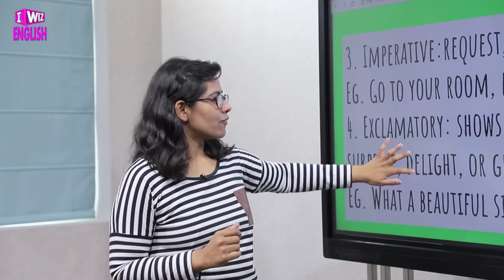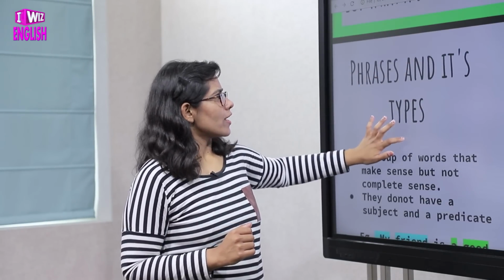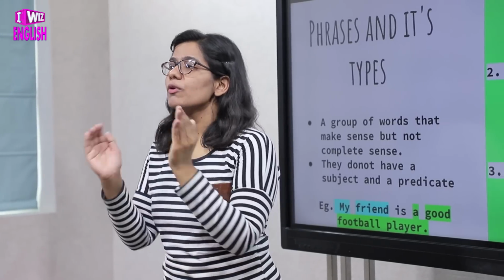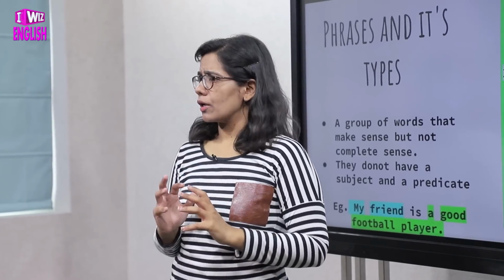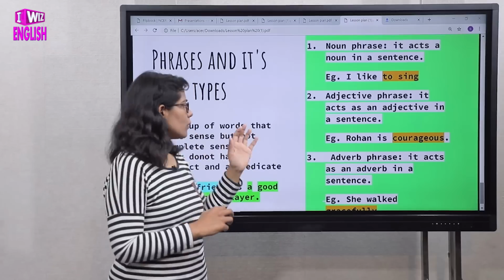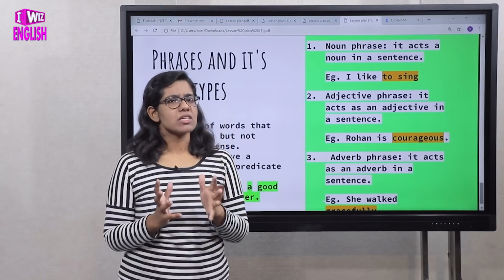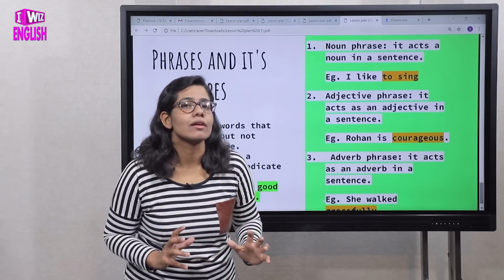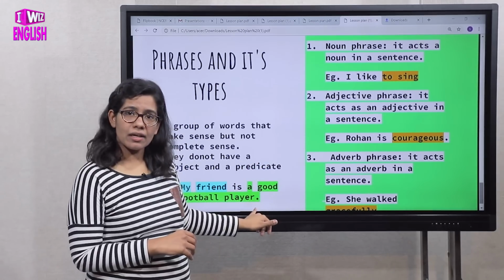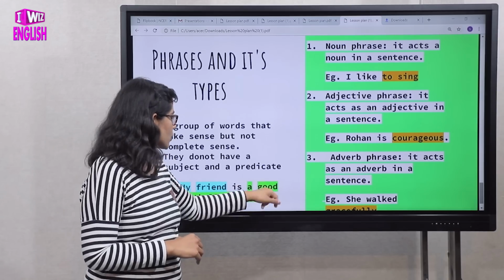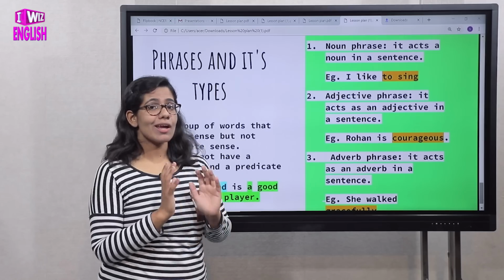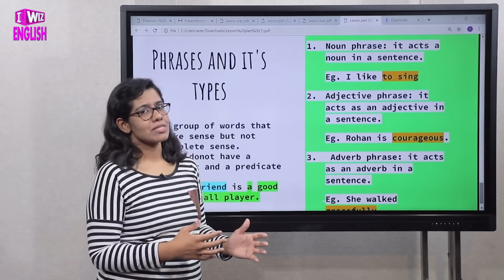Next, we will talk about phrases. What is a phrase and how is it different from a sentence? Like we said, sentences are a group of words which make complete sense on their own. But it's not the same in the case of a phrase. Phrases are a group of words which may or may not make complete sense, and they cannot exist independently. We have an example here. My friend is a good football player. In this, my friend and a good football player are two phrases, okay? Together they will make sense, but independently they will not make complete sense.